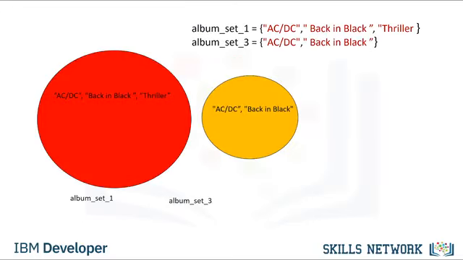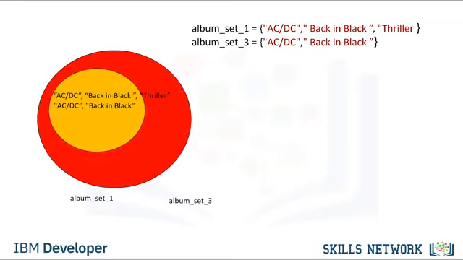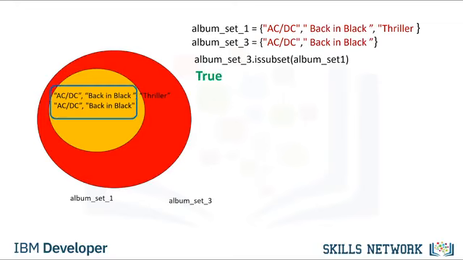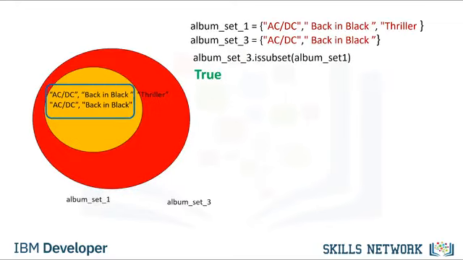Consider the new album set 3. The set contains the elements ACDC and Back in Black. We can represent this with a Venn diagram, as all the elements in album set 3 are in album set 1. The circle representing album set 1 encapsulates the circle representing album set 3. We can check if a set is a subset using the isSubset method. As album set 3 is a subset of the album set 1, the result is true.